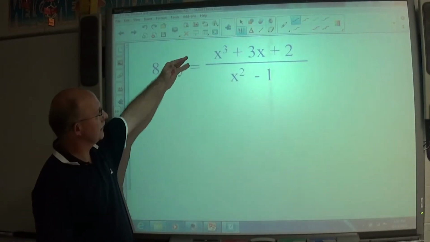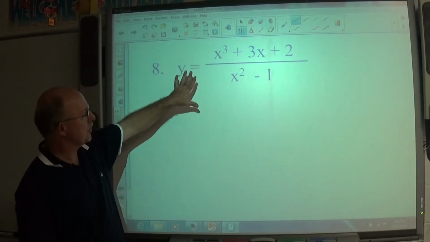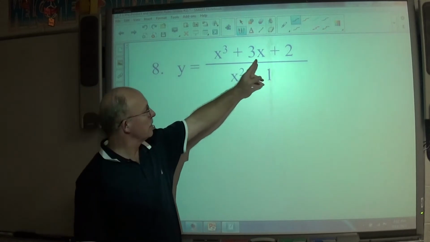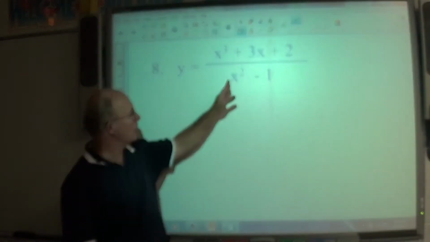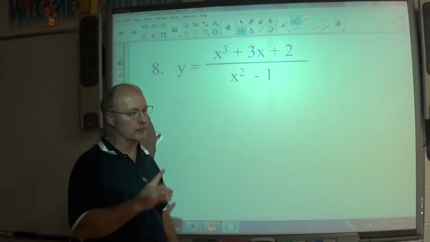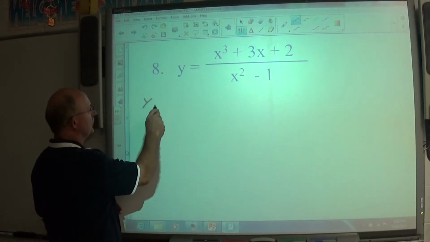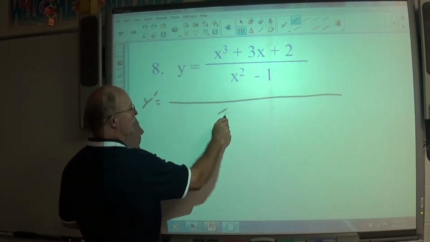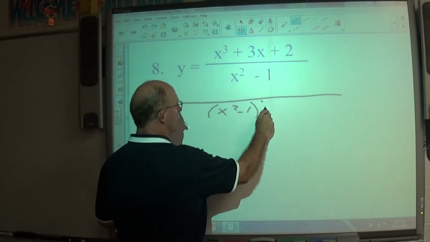We've got two polynomials, polynomial division. We're going to use the quotient rule to take the derivative. We've got x cubed plus 3x plus 2 over x squared minus 1. So let's see what we get for the derivative here. Now, let's set this up. Y prime is going to be equal to, now the bottom, which is x squared minus 1 squared.